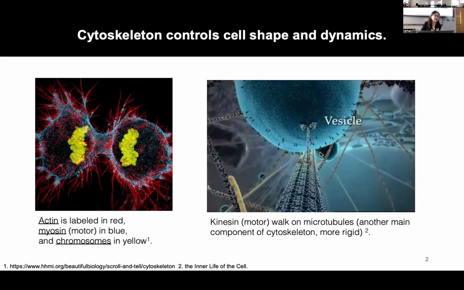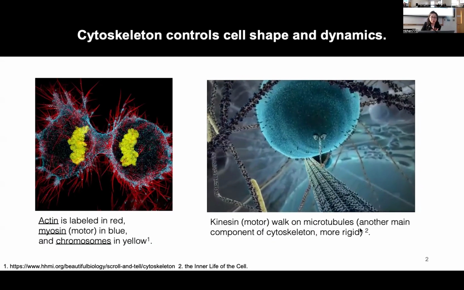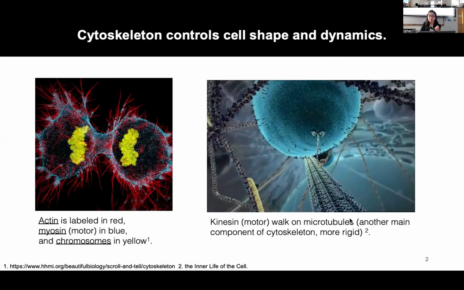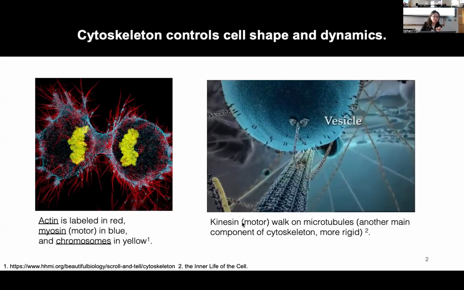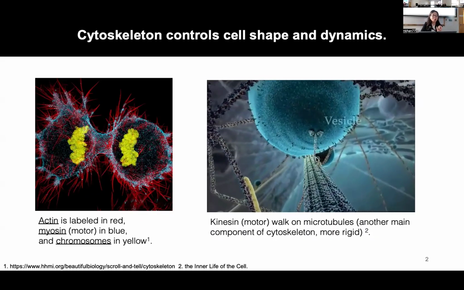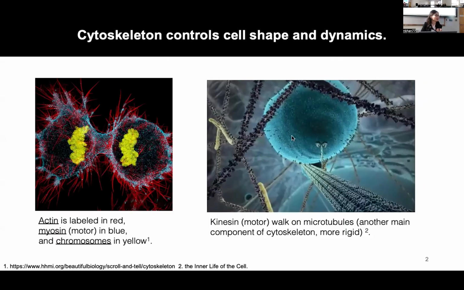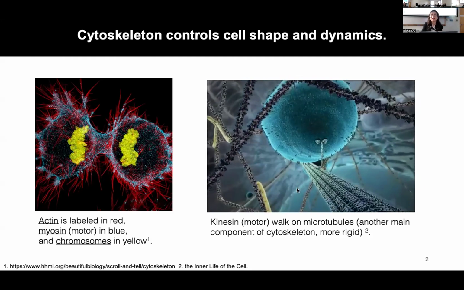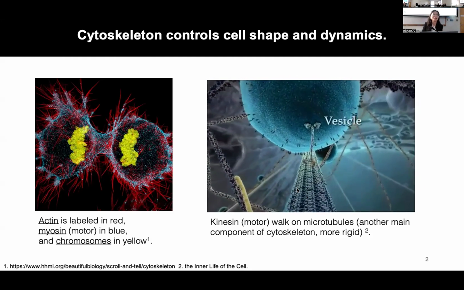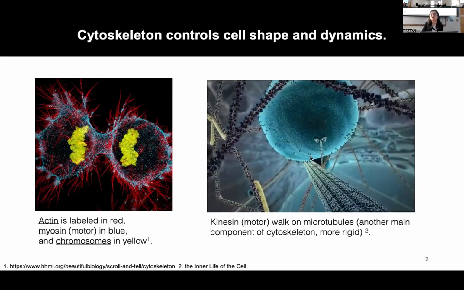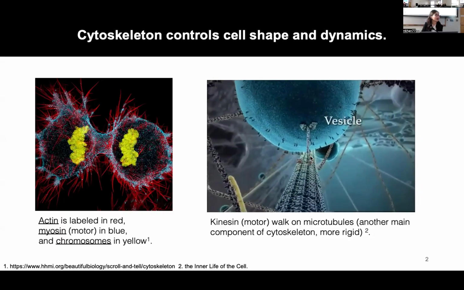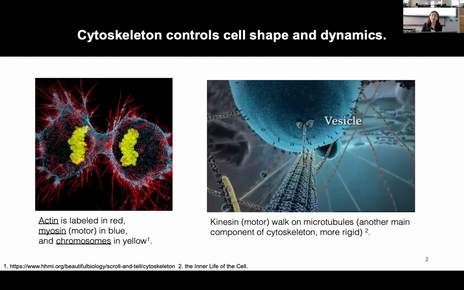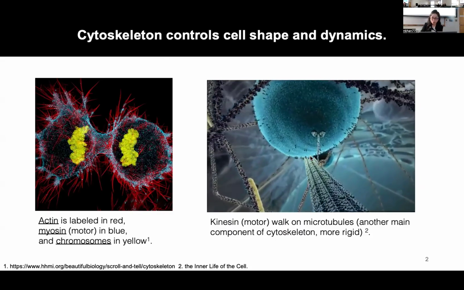Another example I like to give is the right picture I'm showing here. You're seeing a really long filament. It's called a microtubule. It's another major component of the cytoskeleton. It is much longer and rigid. And what you're seeing here is a motor called kinesin. It is a motor carrying a much bigger vesicle and walking on the microtubule. I always like to give an analogy: it's a highway, and all the motors are vehicles driving and helping the transport here. So the cytoskeleton is where the traffic is happening inside of the cell.